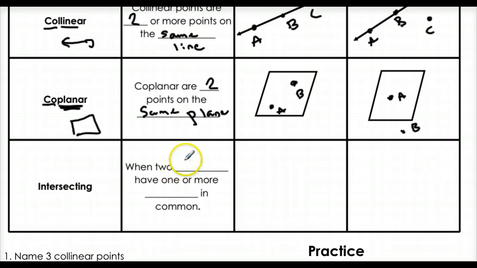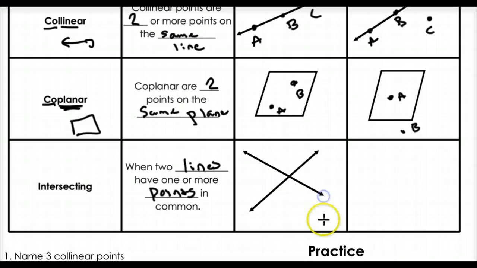Intersecting, that's when 2 lines have 1 or more points in common, okay? So if 2 lines have 1 or more points in common, they're intersecting. Well, let's take a look. Here's a line, and here's a line. And if you look right over here, there's a point, and it intersects at point A. So that's intersecting. These are 2 lines that have 1 or more points in common. They both have point A in them.